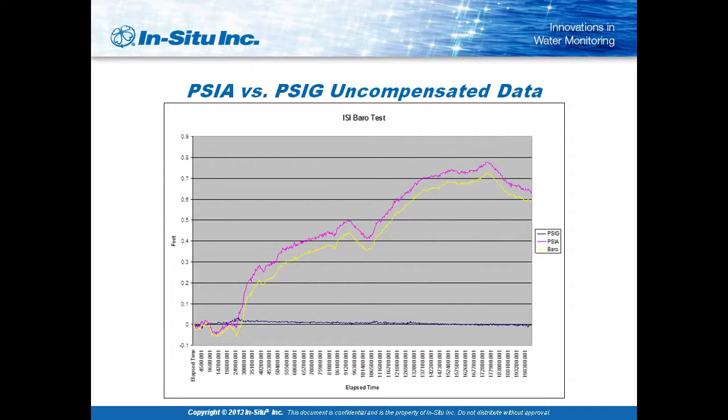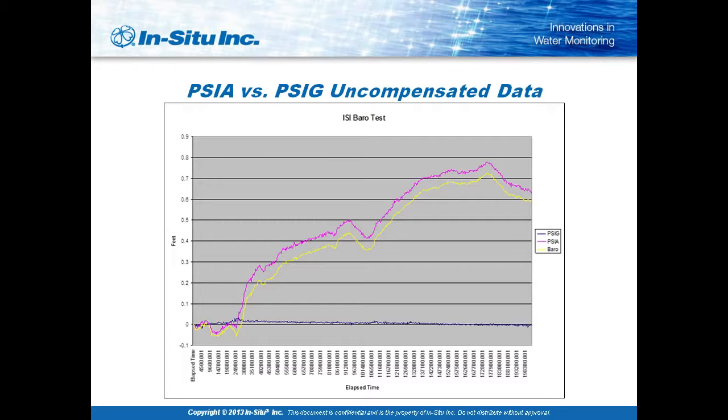Here's a good example of what can happen if you don't do barometric pressure compensation. This is actually a well here in Fort Collins, and it's in a confined aquifer. The purple line that you see there is the PSIA sensor, and the yellow line is barometric pressure. And you can see that the two move exactly together. The water pressure that is being exerted is actually the difference between the two lines.